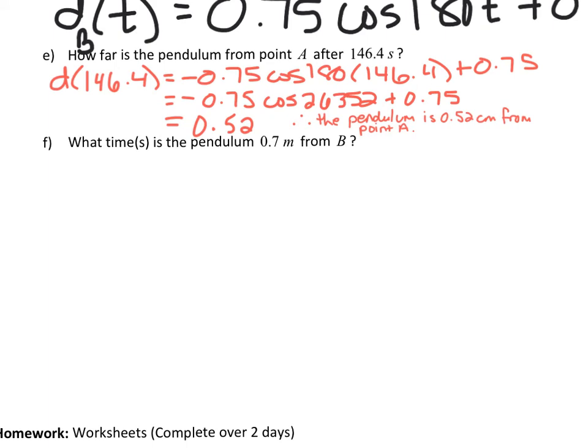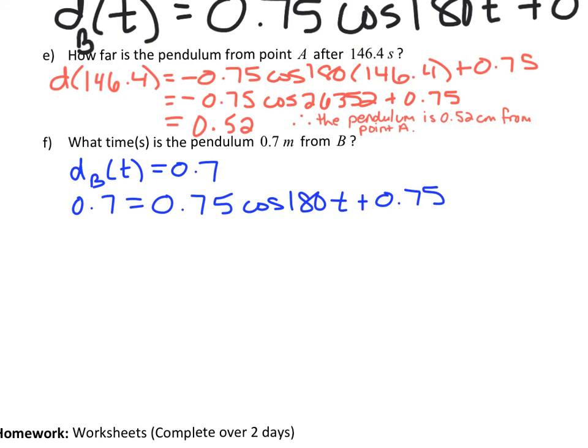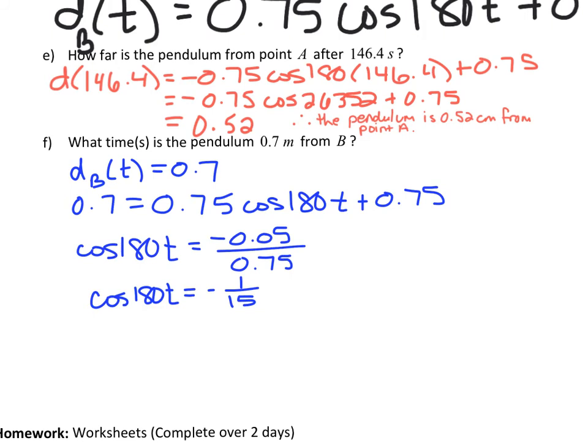What time is the pendulum 0.7 meters from B? We know that it could be twice. Since the pendulum swings towards B and then swings away from it, I hope you can see that it will have 2 times when it's going to be 0.7 meters from B. So now we need to use the d of t graph that is the positive cosine graph. So that's the equation that we're going to solve. We'll rearrange for the cos of 180t. And because we don't like decimals and fractions, we'll reduce that fraction to lowest terms, which would be negative 1 over 15, dividing the top and the bottom by 0.05.